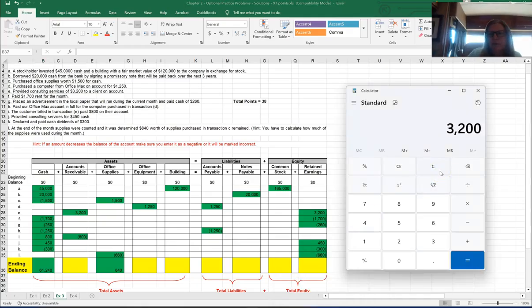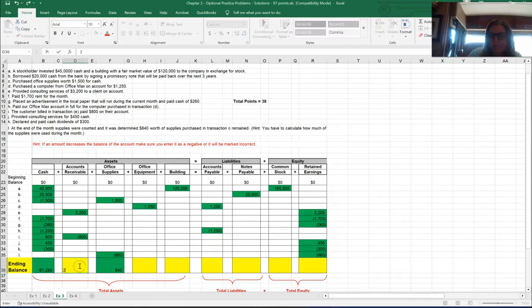Okay, let's calculate how much accounts receivable we have left. That customer that owes us $3,200 paid $800 on their account. They still owe us $2,400. We already calculated our office supplies, and we did a count and said we had $840 left, so that's what that should equal. Office equipment, we didn't sell anything off. We only bought that one computer. Building, again, that was donated by the owner. Our accounts payable, we paid that account in full, right? We purchased that computer on account, and then we paid for it. So that balance is going to be zero.